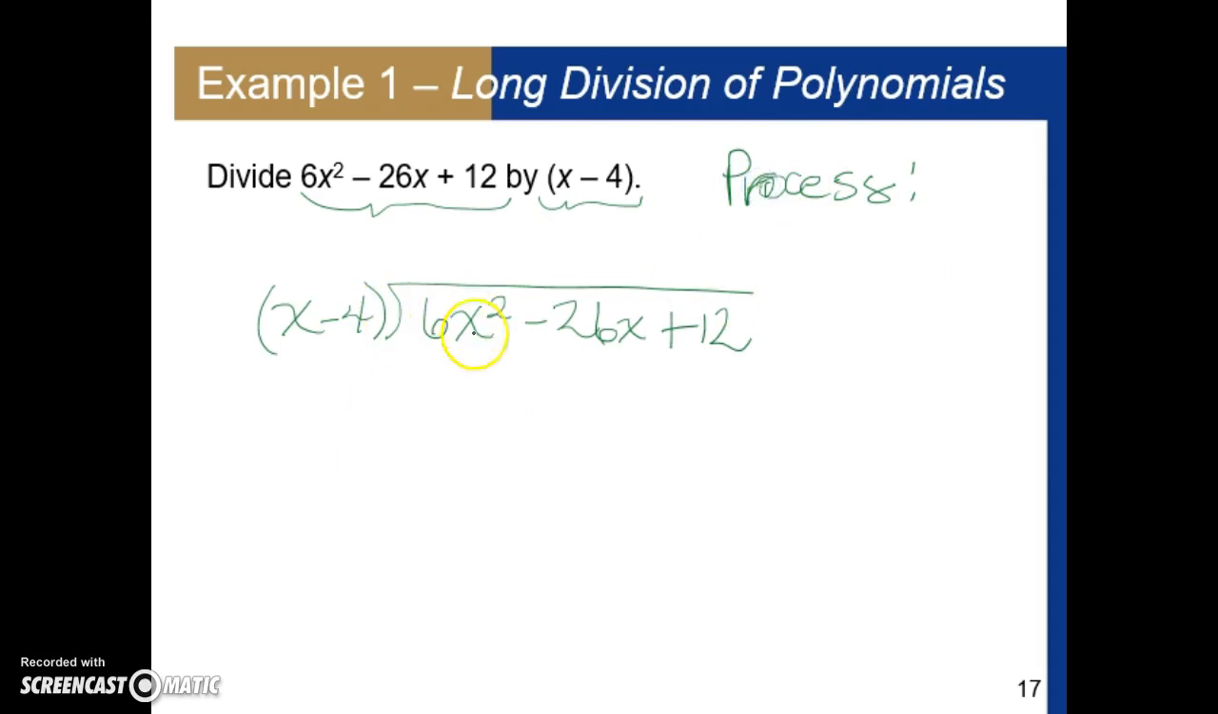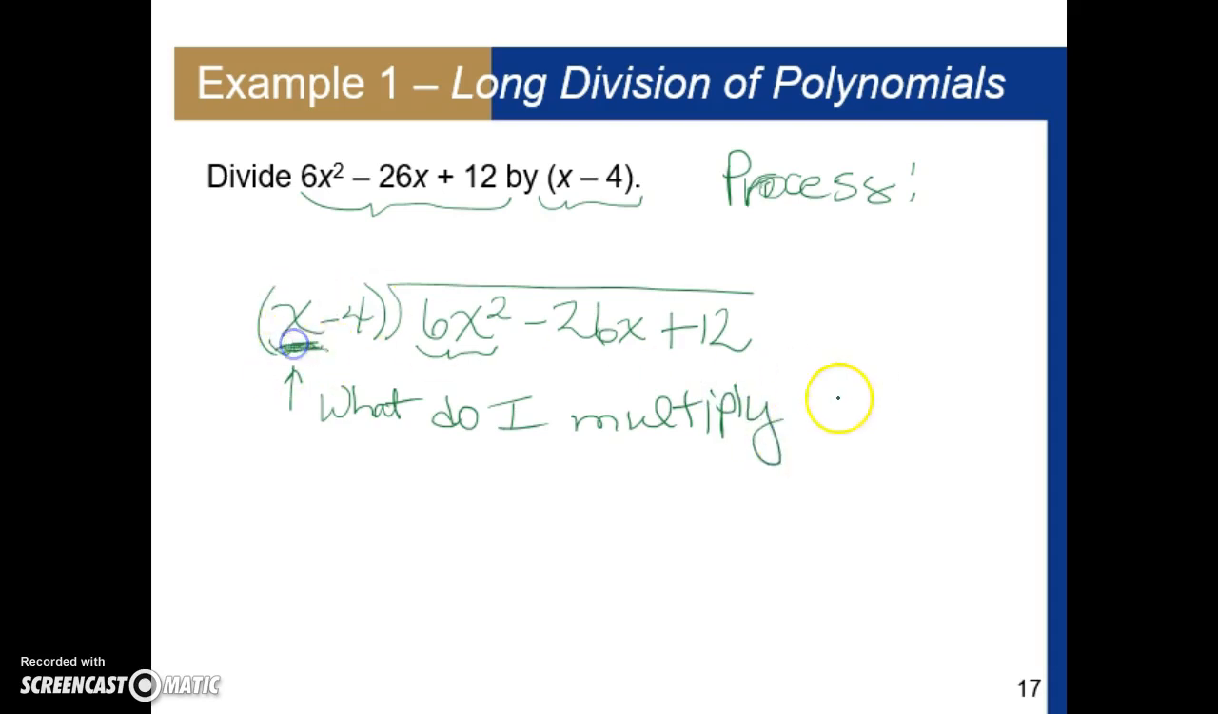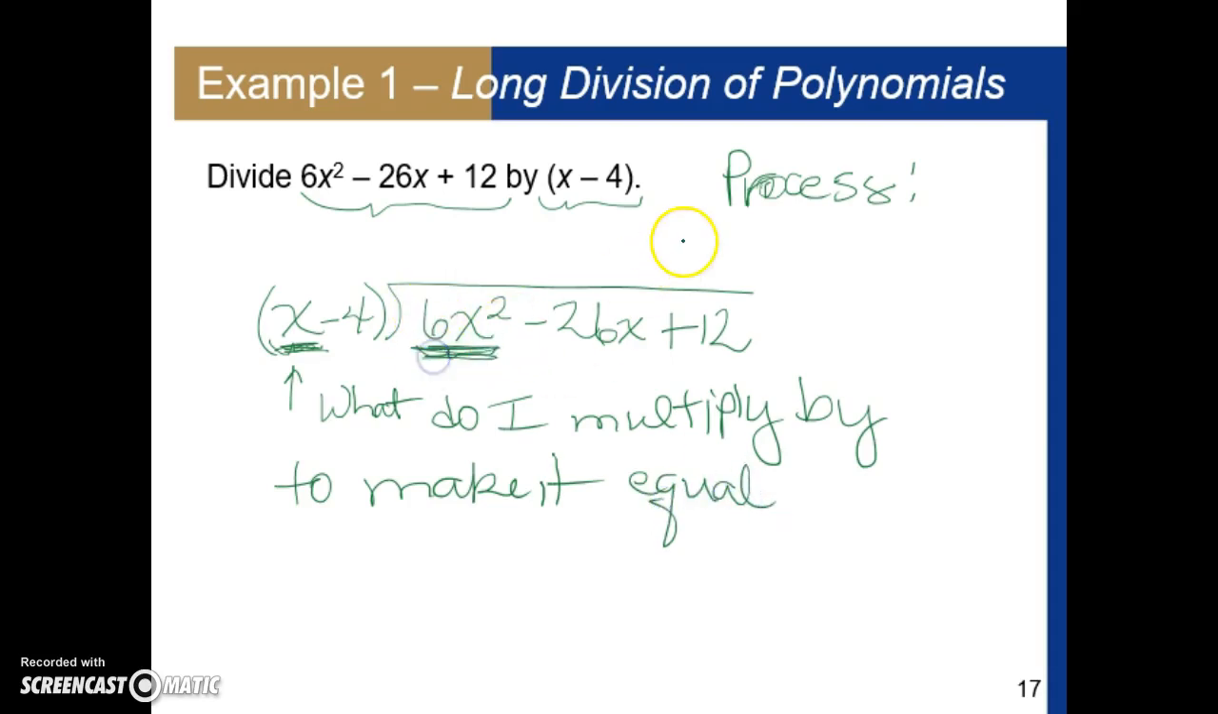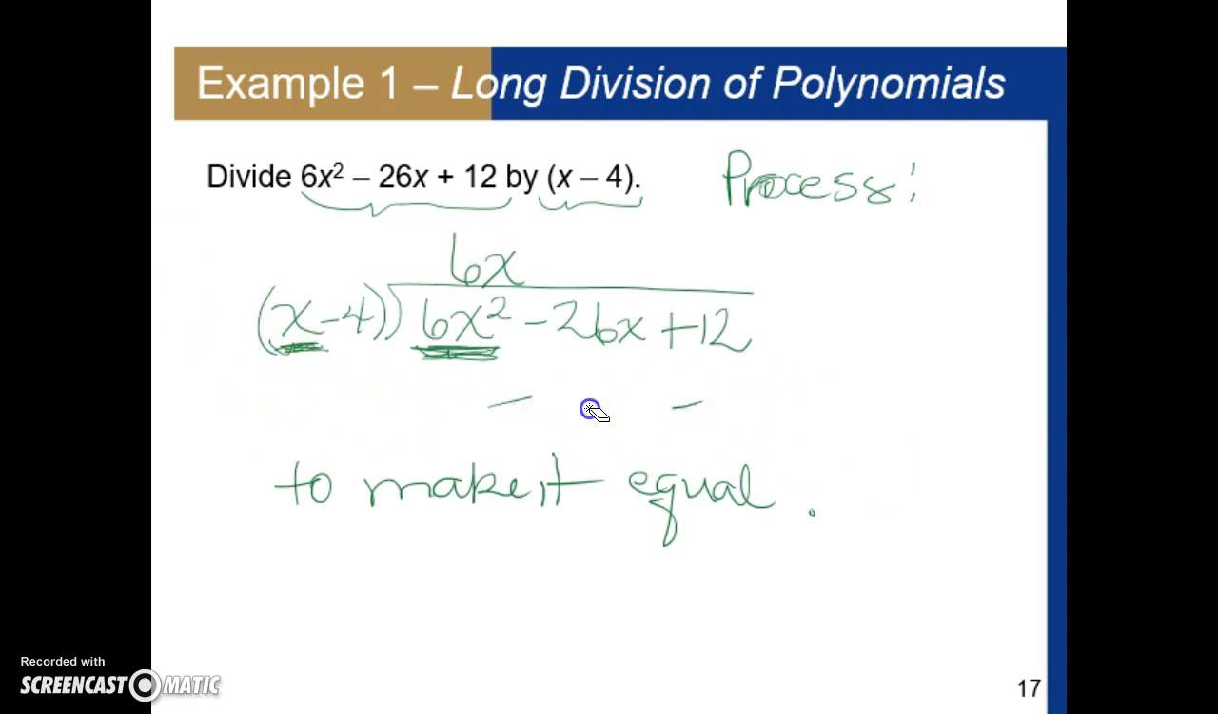You'll be able to do it no matter what it looks like under here or no matter what you're dividing by. So the first thing we do is we look at this lead term and then we compare it to this lead term outside. And we ask ourselves, what do I multiply this thing, whatever that lead term is, by to make it equal to the lead term underneath the division sign? So if I want to multiply x by something to make it look like 6x squared, that's going to have to be 6x. So I know that I can multiply x by 6x, and that's going to give me 6x squared.